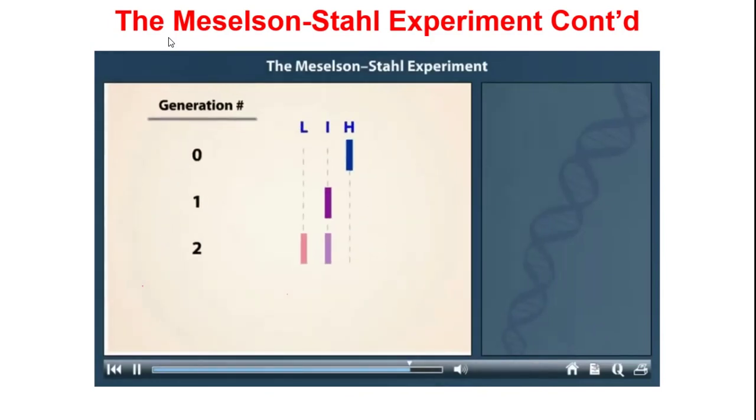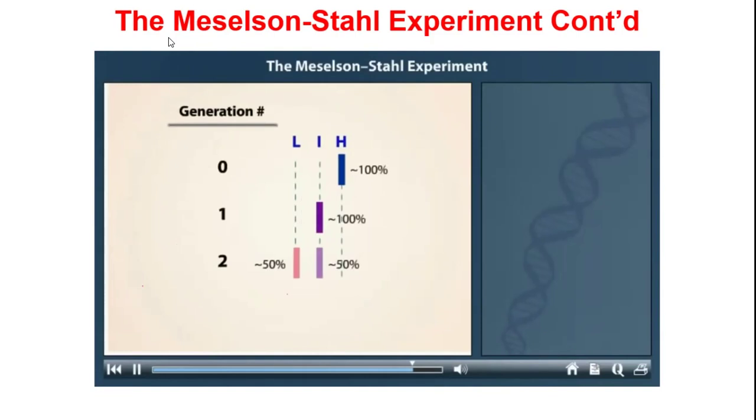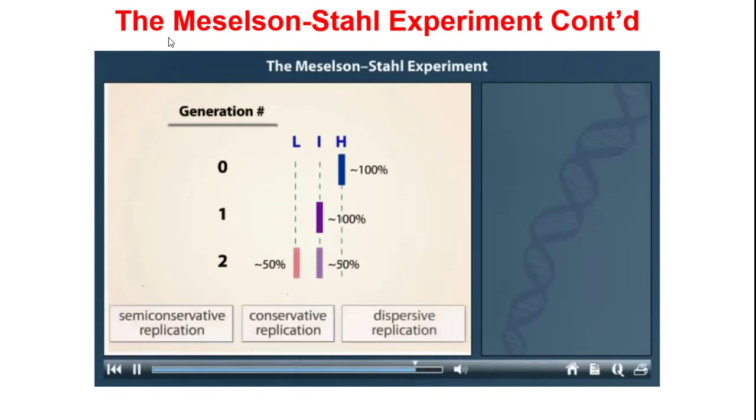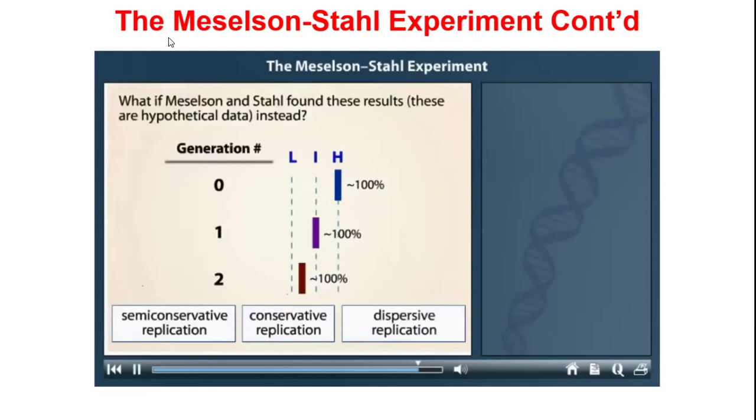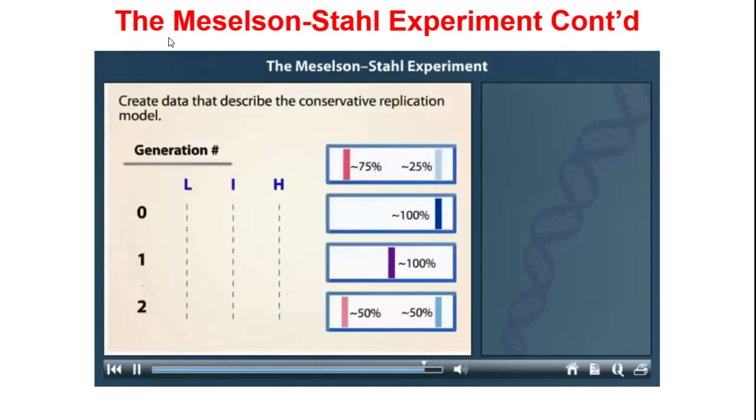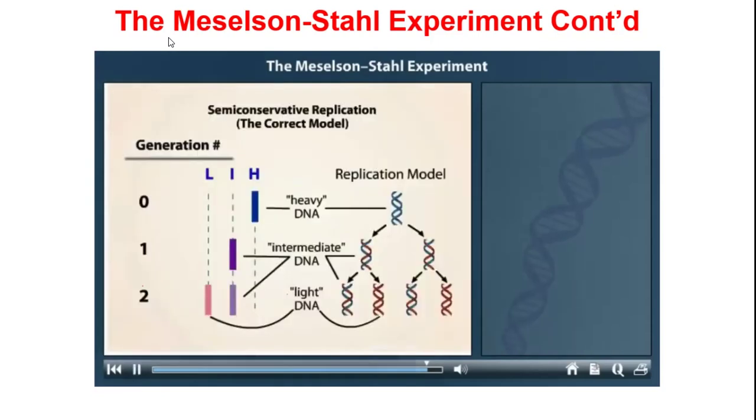Generations 0 through 2 provide enough information to determine which model of DNA replication is correct. Click on the correct model. What would these hypothetical data suggest about DNA replication? Click on the appropriate model. Drag the appropriate density profiles to the generations on the left.